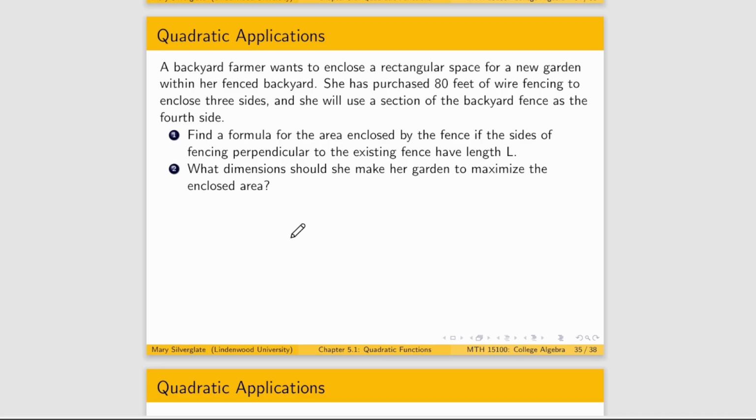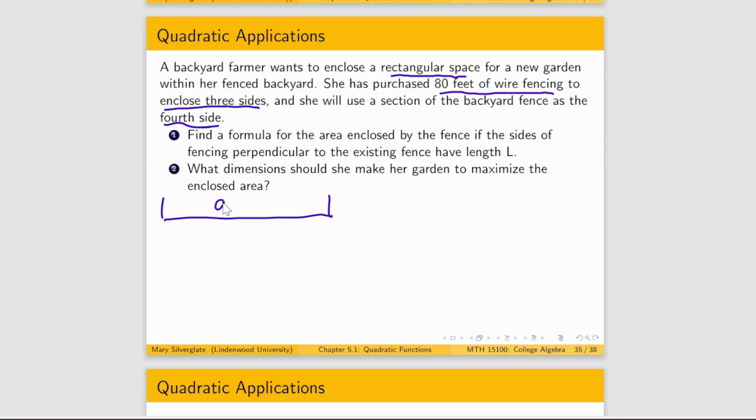A slightly more interesting problem is where you have to make the quadratic equation yourself. So let's take a look at an example of that. It says a backyard farmer wants to enclose a rectangular space for a new garden with her fenced backyard. She has purchased 80 feet of wire fencing to enclose 3 sides, as she will use a section of the backyard fence for a 4th side. So let's kind of draw this out.